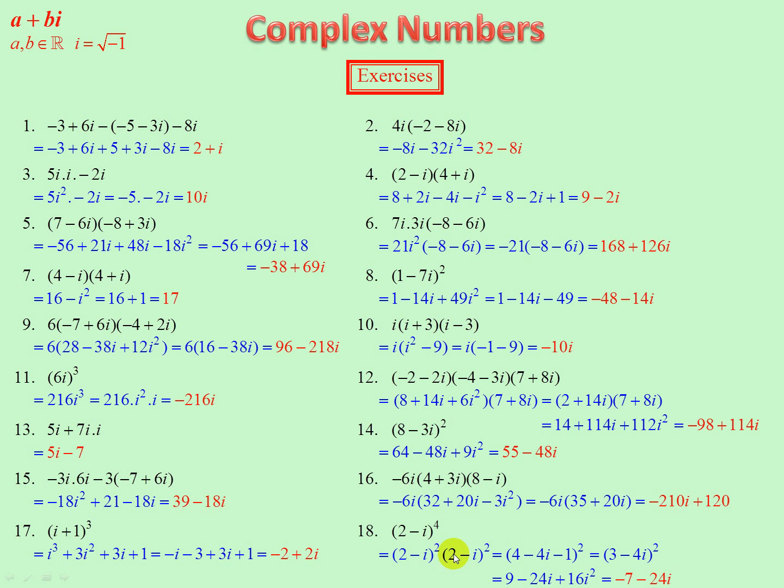Square that bracket, square that bracket. Now it's the same thing being squared, which means now we have that being squared. And now we just apply the squaring method again.